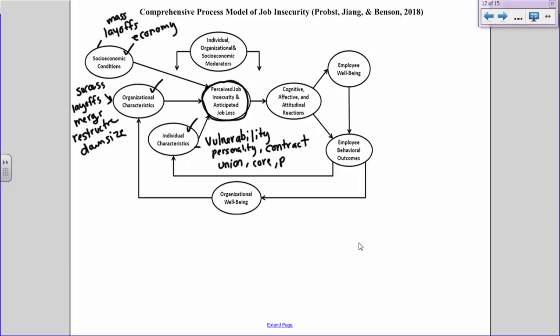Also, performance. If you're a crappy performer, your job may be on the line. And then prior layoff experience. If you've been burned before, you're going to be scared about being burned again.